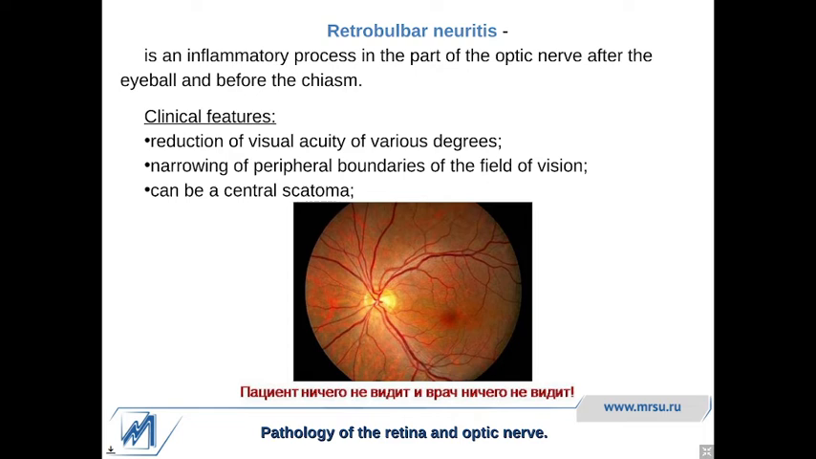The next variant of neuritis is retrobulbar neuritis. It is an inflammatory process in the part of the optic nerve after the eyeball and before the chiasm. You remember that there are several parts of the nerve. The papillitis, the previous disease, is due to the intraocular part, and retrobulbar neuritis is due to the part between the eyeball and chiasm. It is the intraorbital part, intracanalicular part of the optic nerve.